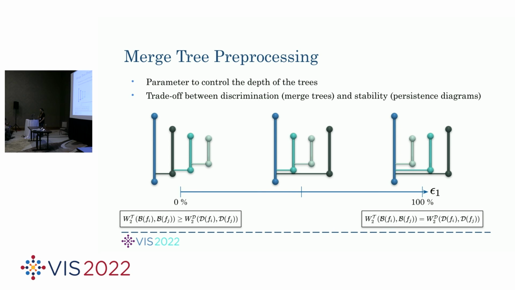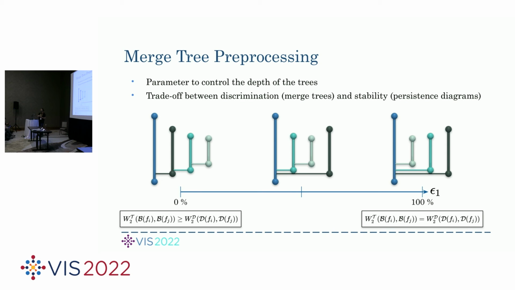I will also say a few words about the relationship with the Wasserstein distance between persistence diagrams. But briefly, the idea is that we have a parameter that we call epsilon1 that allows to choose how much we want to take into account the structure of the trees in the computation. So when this parameter is set to its maximum value, 100%, the structure of the trees is not taken into account at all in the computation. And in this case, the metric becomes equivalent to the Wasserstein distance between persistence diagrams.